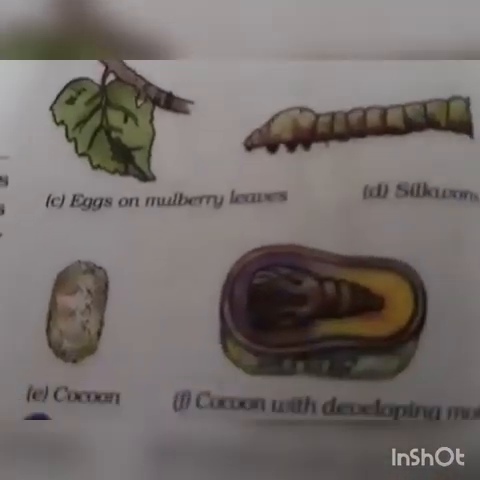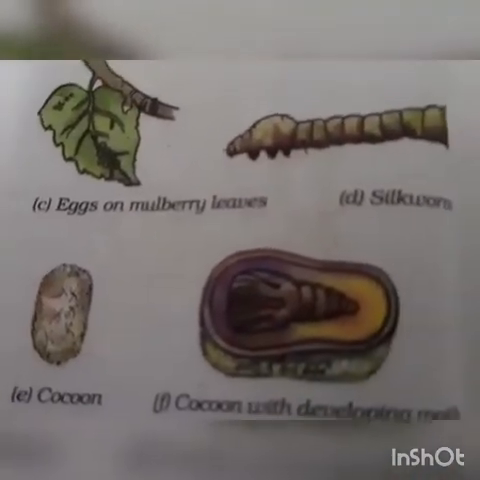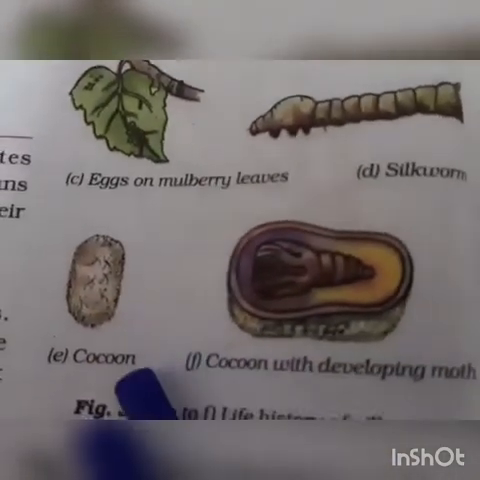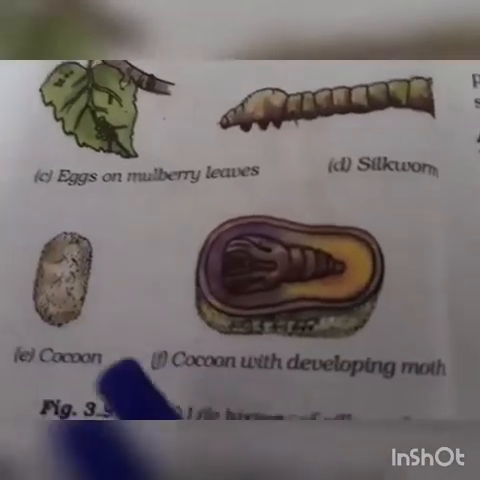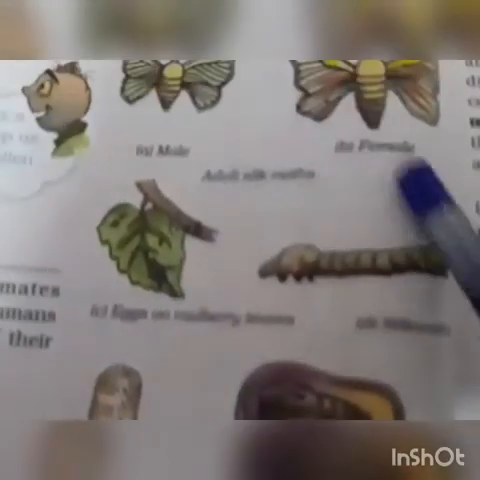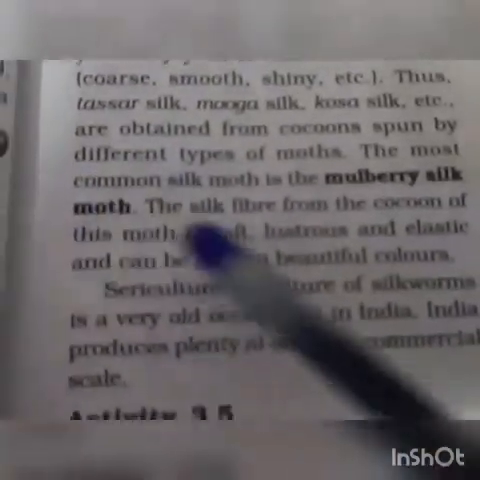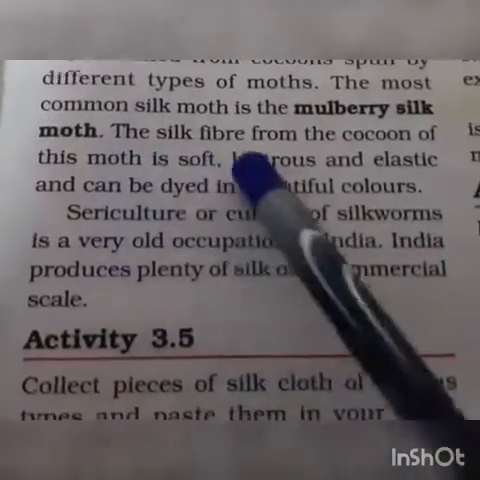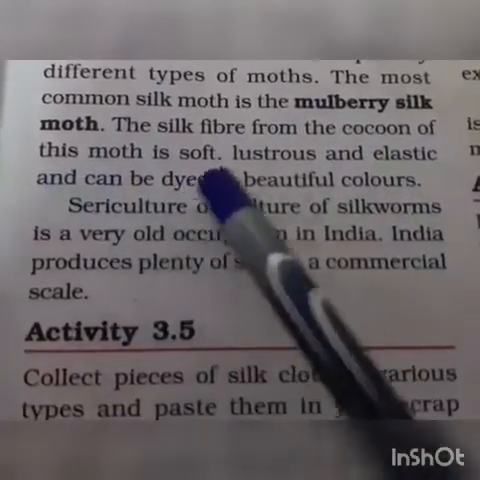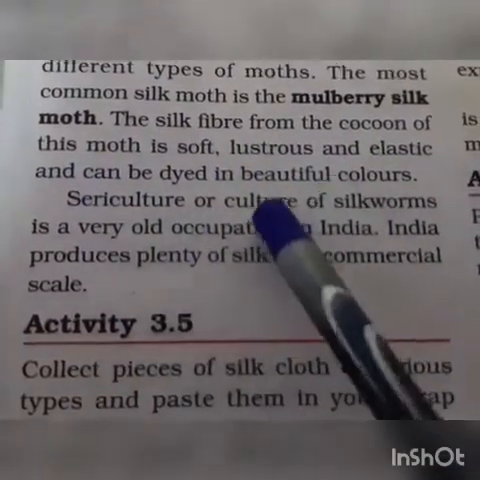From this stage it goes into the cocoon, the pupa that goes into the cocoon, and the cocoon with the developing moth, and in this you can see the moth developing. So this is the entire life history of the silkworm. Now we move on to the silk fiber obtained from the cocoon of this moth, which is soft, lustrous and elastic and can be dyed into beautiful colors.